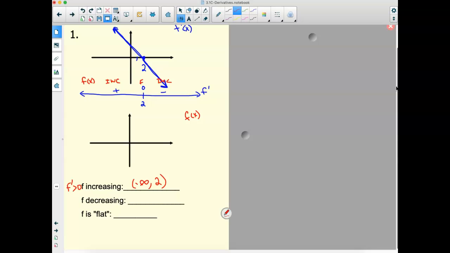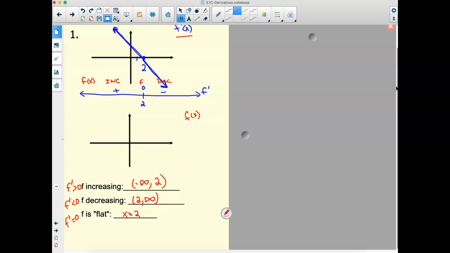When am I decreasing? Well, it's decreasing from 2 out to infinity. How do I know f is decreasing? Well, if I'm looking at the graph of f prime up here, that is when f prime is less than 0, because it's negative. And when is it flat? That's when f prime actually equals 0, and that's going to be at x equals 2.